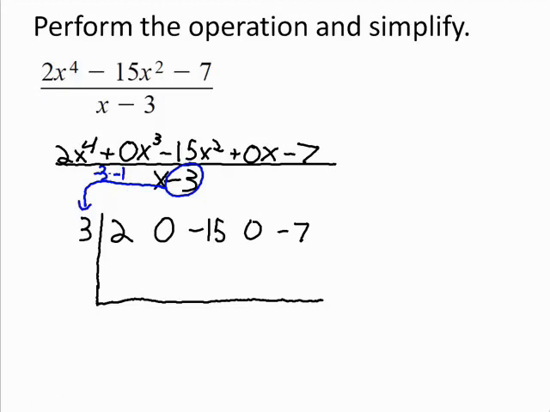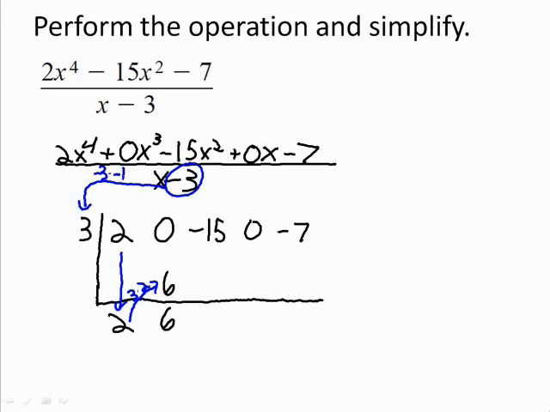Start the process by bringing the first coefficient, 2, to the bottom of the synthetic division array. Multiply this number by 3 and write it below the second number in the synthetic division array. 3 times 2 is 6. Add the numbers in the second column together.